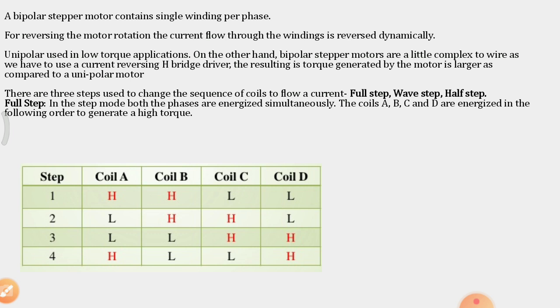In this step mode, both the phases are energized simultaneously. The coils A, B, C, D are energized in the following order to generate a high torque. In step 1, coil A and coil B are energized. In step 2, coils B and C are energized. In step 3, C and D are energized. And in step 4, D and A are energized.